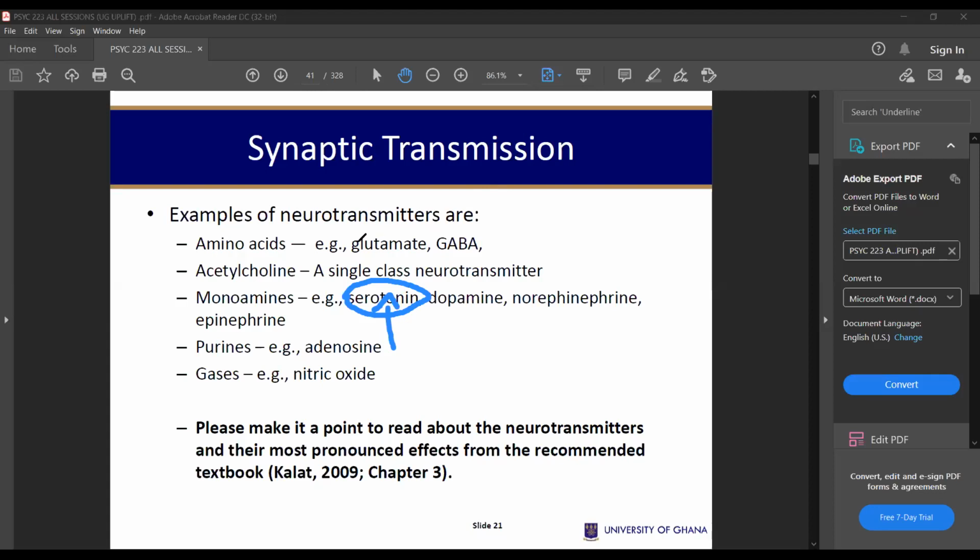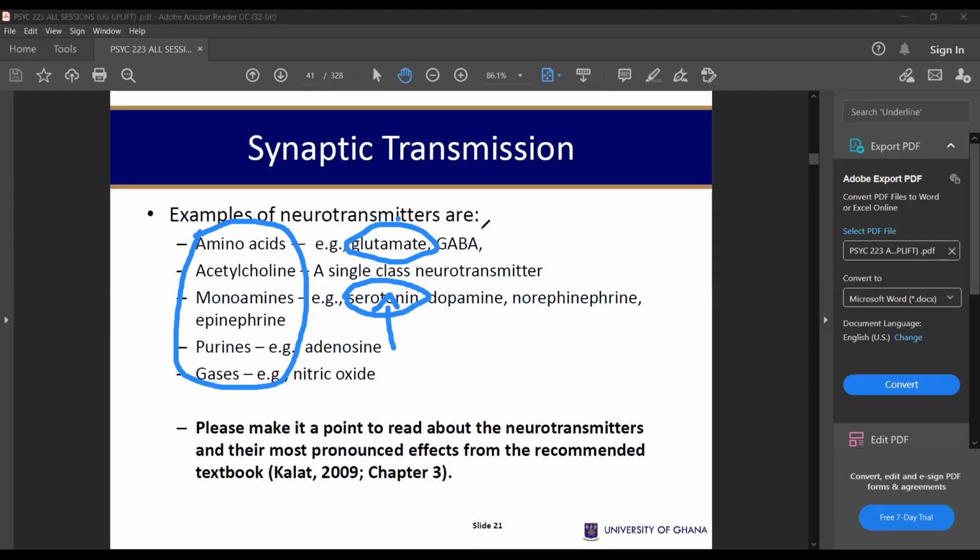So we have several of them, and these are the main classes of neurotransmitters you are supposed to know. Under amino acid, we have glutamate. Glutamate serves as an excitatory neurotransmitter. In exams, they can ask you to mention any excitatory neurotransmitter. Glutamate is an excitatory neurotransmitter. So if glutamate is the one coming, it means it is coming over to excite the other neuron for it to cause an action potential.